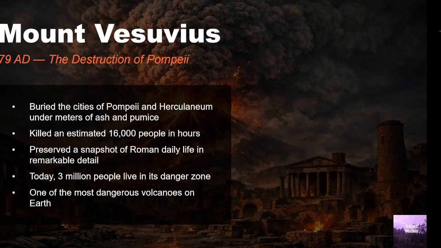Mount Vesuvius in 79 AD, the destruction of Pompeii. It buried the cities of Pompeii and Herculaneum under meters of ash and pumice. It killed an estimated 16,000 people in hours. It preserved a snapshot of Roman daily life in remarkable detail. Today, 3 million people live in its danger zone, making it one of the most dangerous volcanoes on Earth.